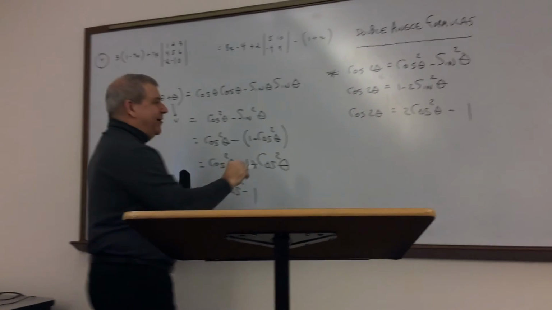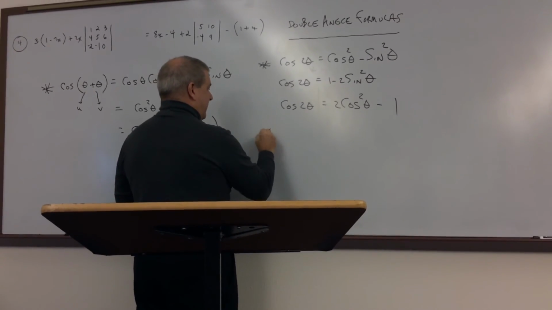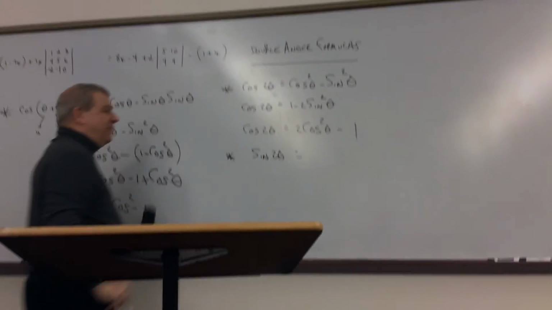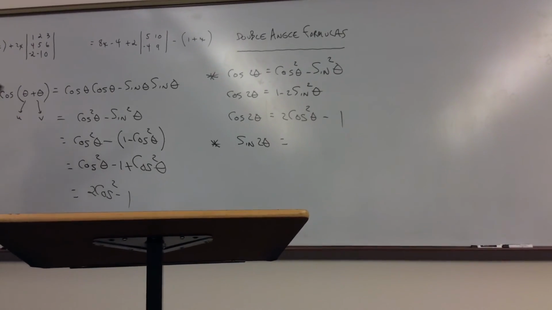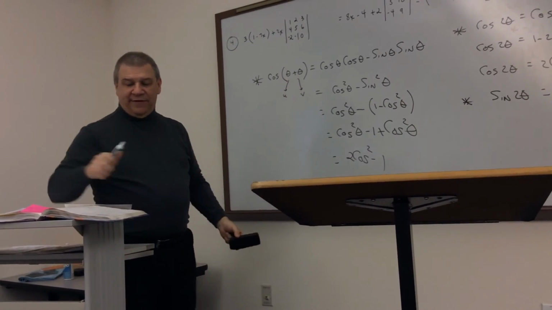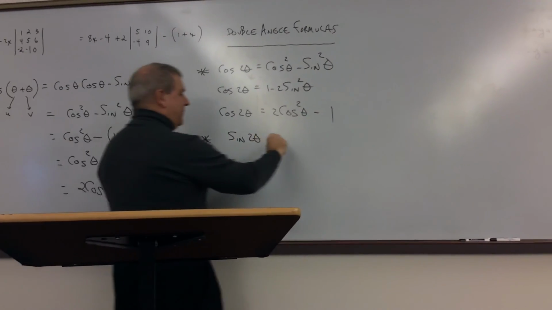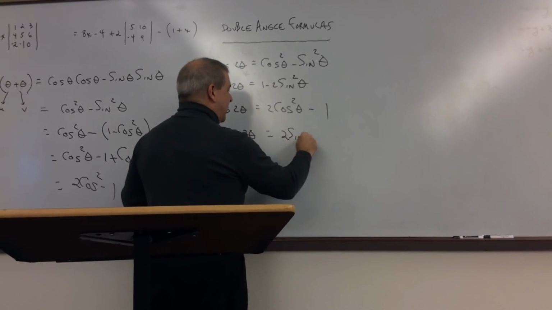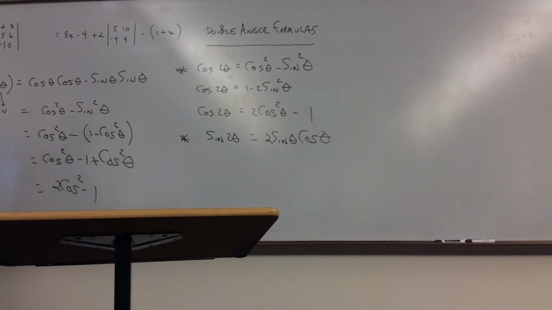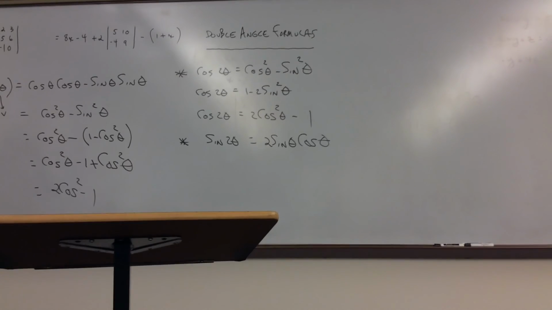Now, here's the double angle formula for sine. I'm just going to give it to you. Over here, I showed you how I was getting them. Here's the double angle formula for sine: 2 sine of theta, cosine of theta. That's it. That's the double angle formula for sine of a double angle.